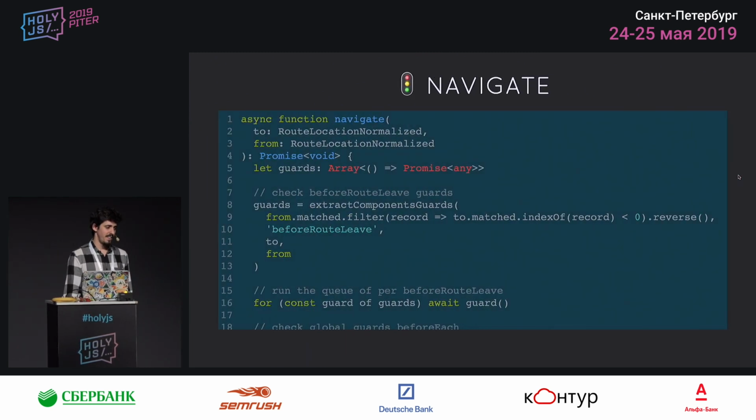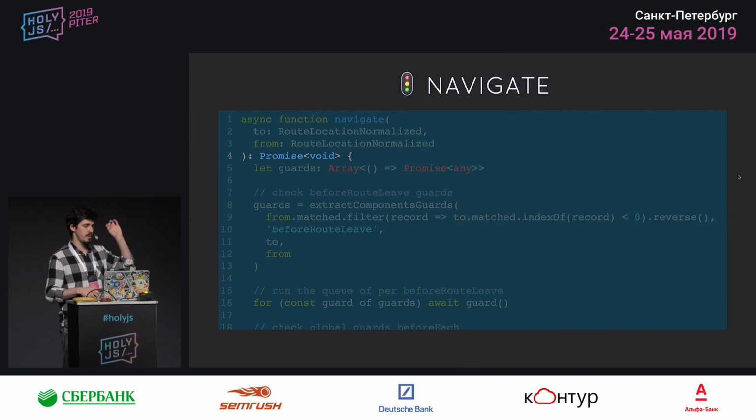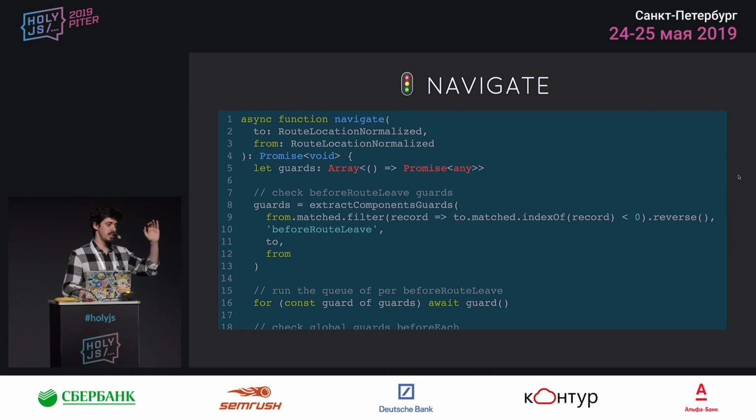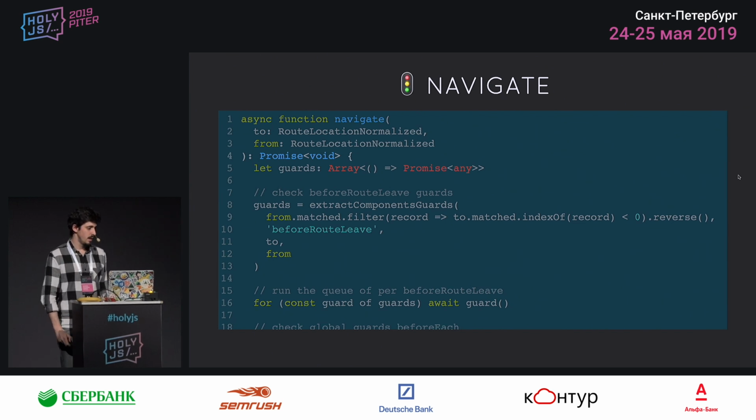So navigate looks a bit like that. Now the code is a bit long, but you will see there is a lot of repetition. So at the beginning, you can notice that we're returning a promise with nothing. And the arguments that we have are RouteLocationNormalized and RouteLocationNormalized. So we have two router locations that are normalized, the same shape.